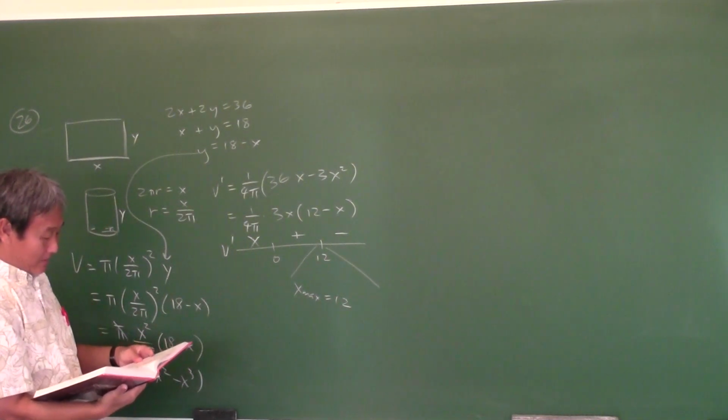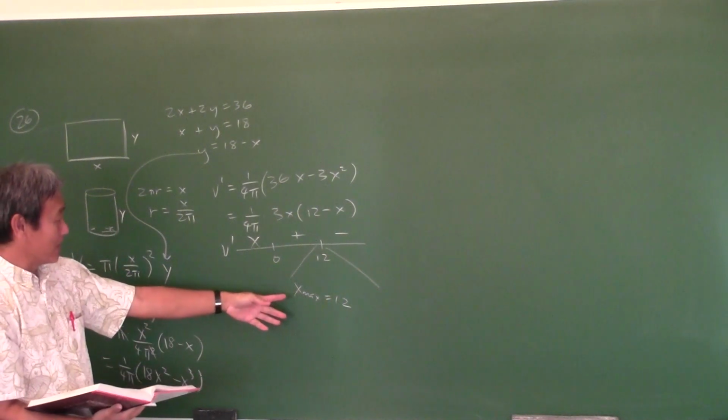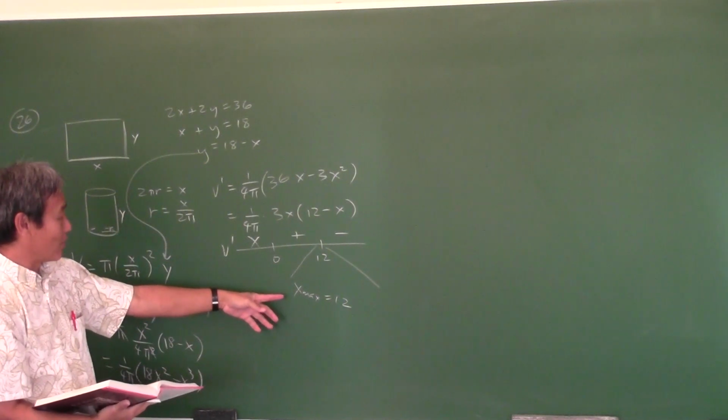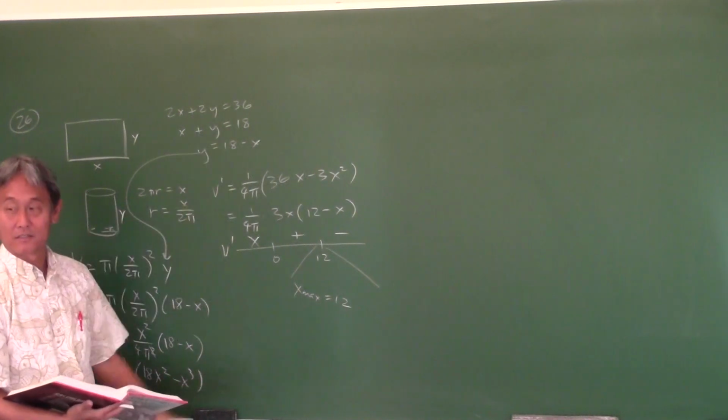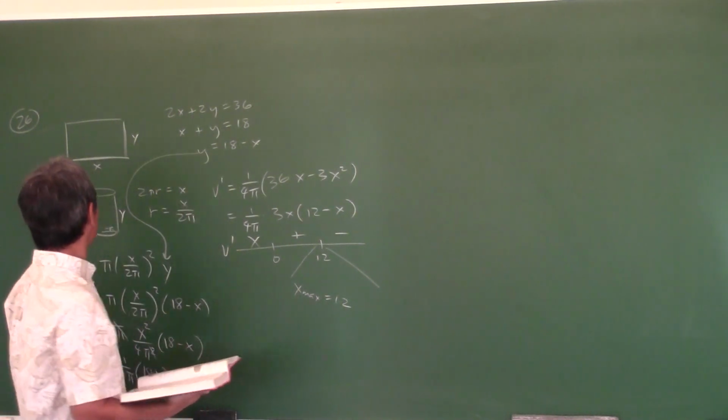Well, it's pretty easy, right? It says find the values of x and y. Well, obviously x is 12. What's the fastest way to find y? 18 minus 12. Yeah, plug it in right there. 18 minus 12, 6. I did the whole problem for you.